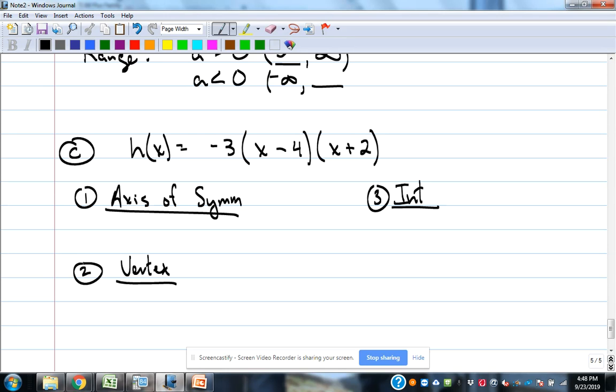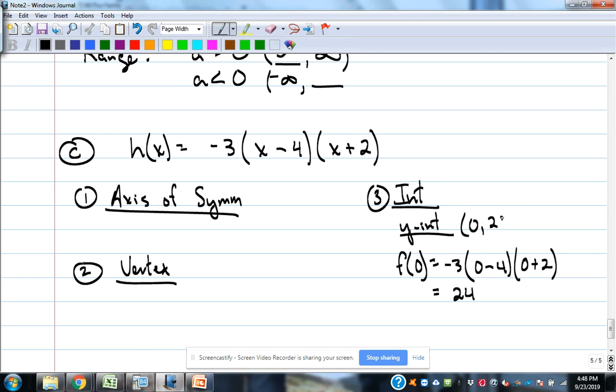Okay. So we'll get the y-intercept. Let's plug a 0 in the place of x. -3 parentheses 0 minus 4, 0 plus 2. And just work that out. So it'd be -8 times -3 should be +24. So our y-intercept is 0, 24.